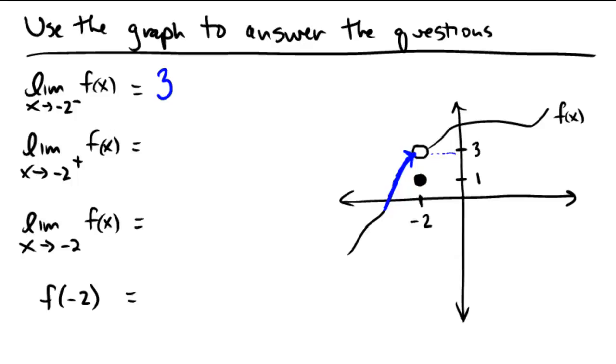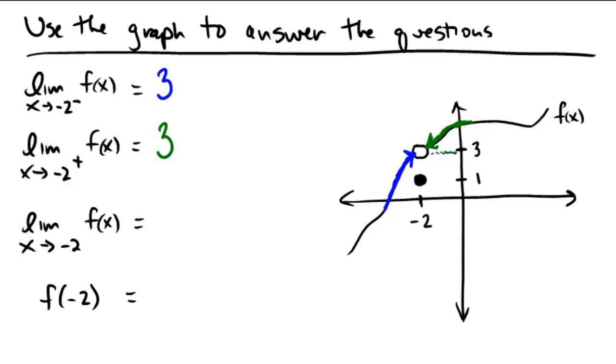Okay, this is distinct from the limit as x approaches -2 plus, which is from the right. So I'm still traveling along the f of x curve, but now I'm coming in from the right hand side. As I come down here, I can see that I'm getting close to that open dot, and notice that the open dot value is still +3. So as I come in from the right, I'm also equal to +3.